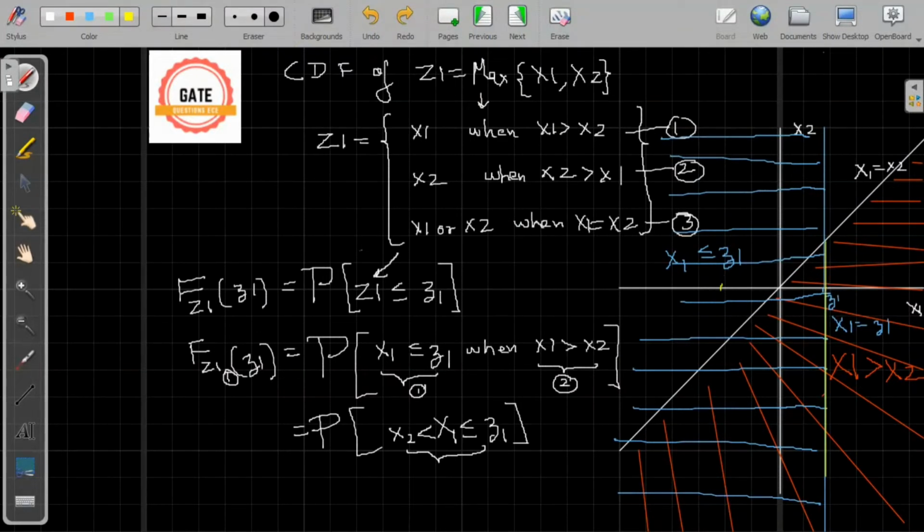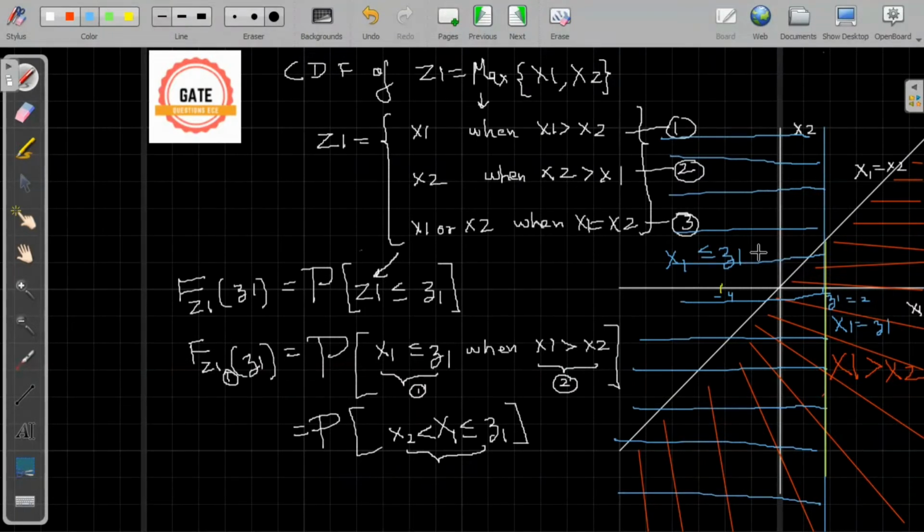For example, I take this value to be -4. Suppose z1 is 2. I am taking it for example. So you take any point in this region, in the blue region. For that point, its x1 value is going to be less than or equal to z1. That is the meaning of this equation.